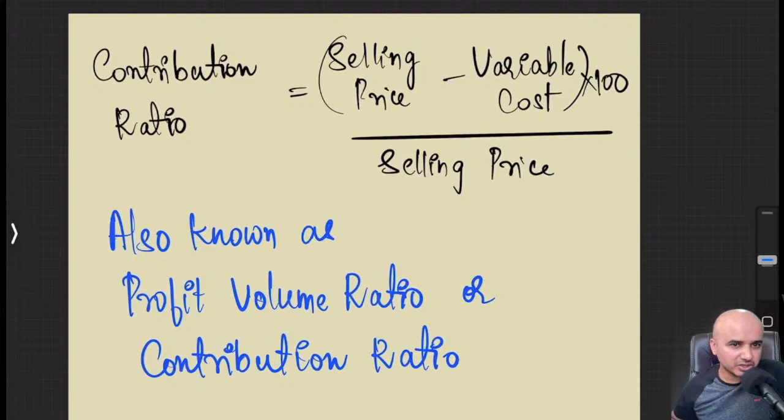Let's look at contribution ratio. So this is a different formula. This is nothing but how much is sales contributing. With every additional sale, how much in returns are we getting compared to the variable cost. So there is a formula for that, a very simple one. Contribution ratio is nothing but selling price minus variable cost divided by selling price.